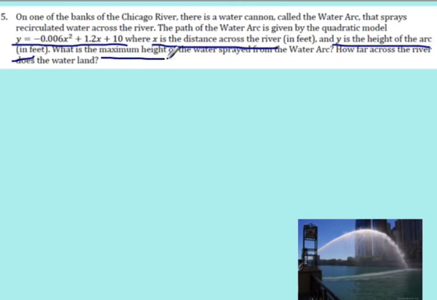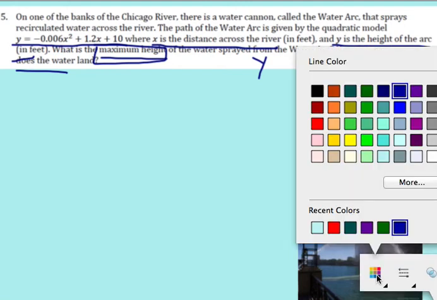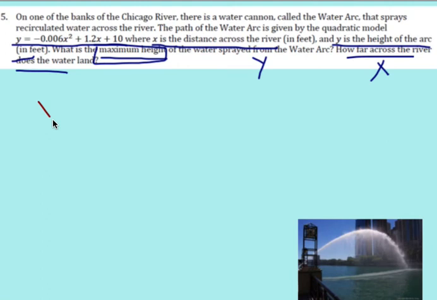What is the maximum height of the water sprayed from the water arc? How far across the river? Okay, I need to use the vertex. So the maximum height is going to be represented by y based on what they told me. The distance across the river is going to be represented by x. So this right here is a vertex problem. So we're going to have x is equal to the opposite of b over 2 times a.